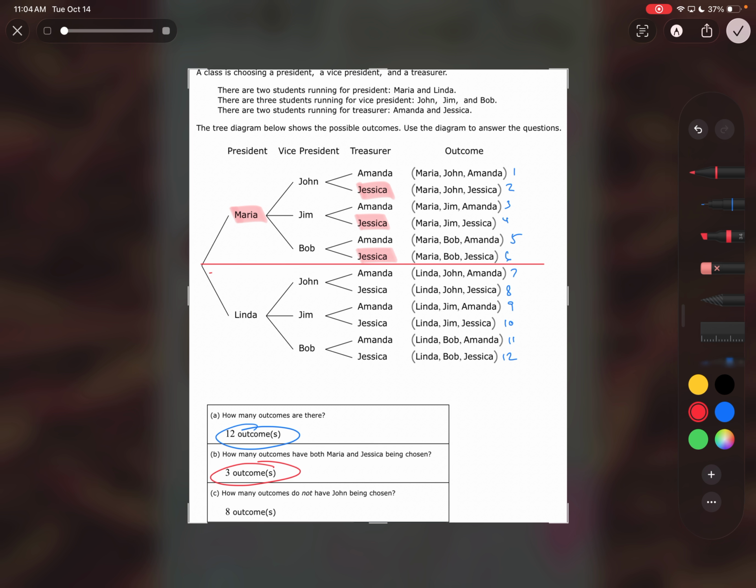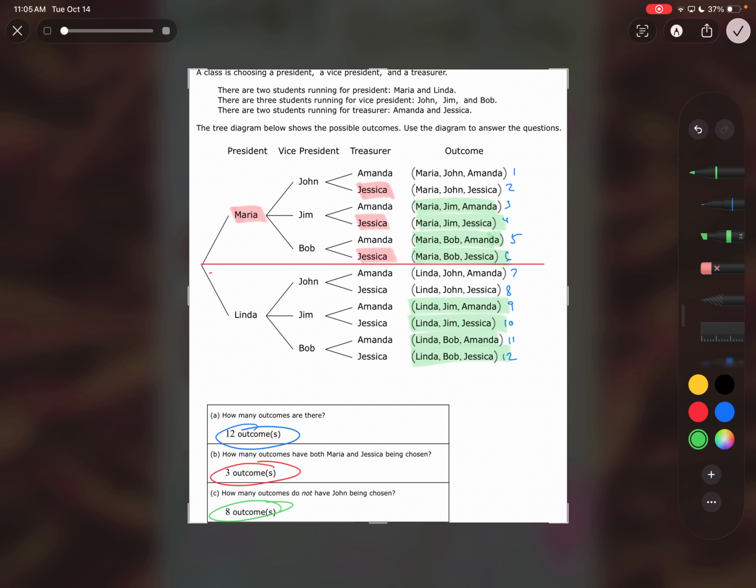How many outcomes do not have John being chosen? You could just look at the list too. Anyone that doesn't have John in it, right? So there would be 8 of those. So you have 8 outcomes like that.